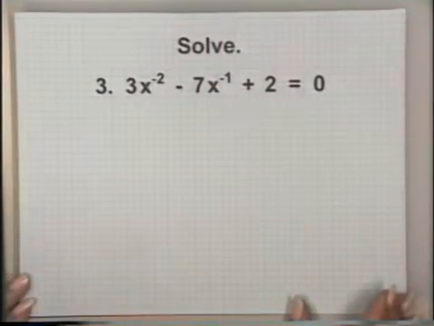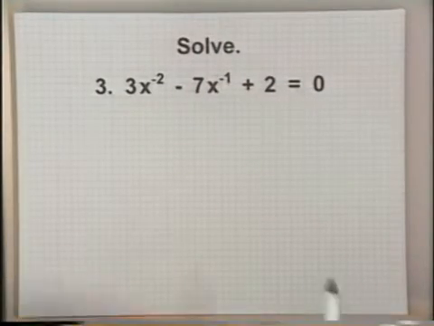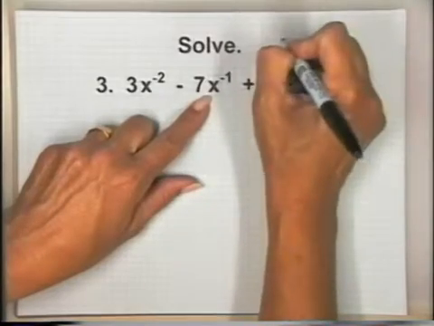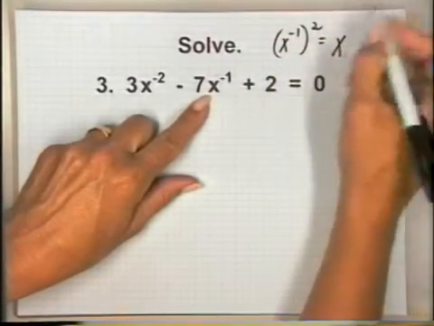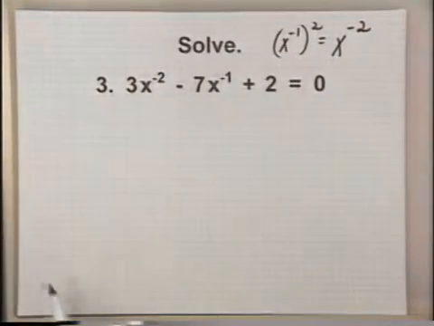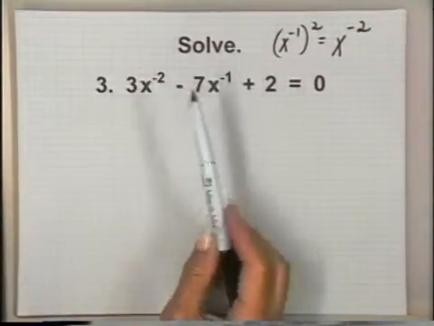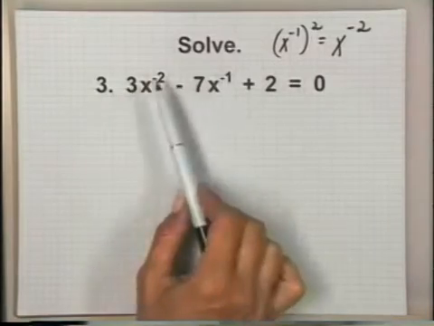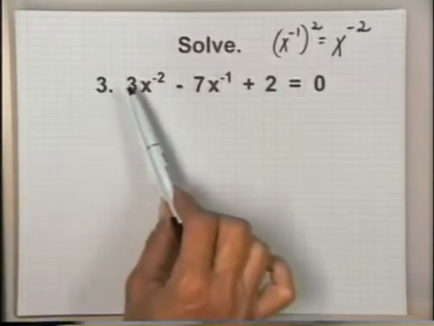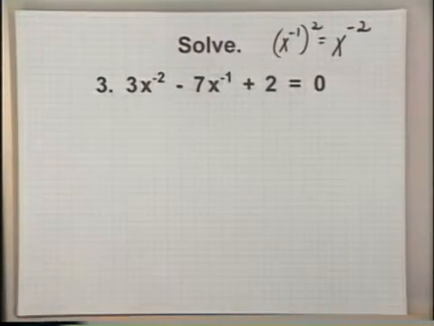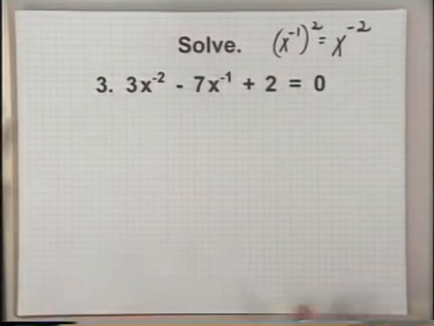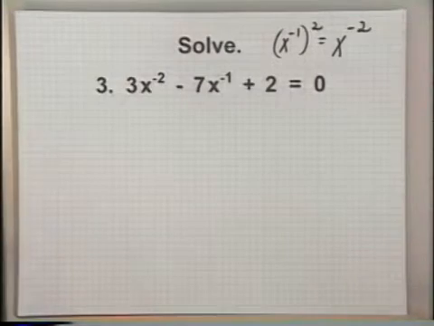Now, on problem number 3, first let's check this middle term. Let's take x to the negative first and square it. And sure enough, we get x to the negative second. So my variable expressions verify that this is in quadratic form. And since the left side is equal to 0, this will be an equation in quadratic form.